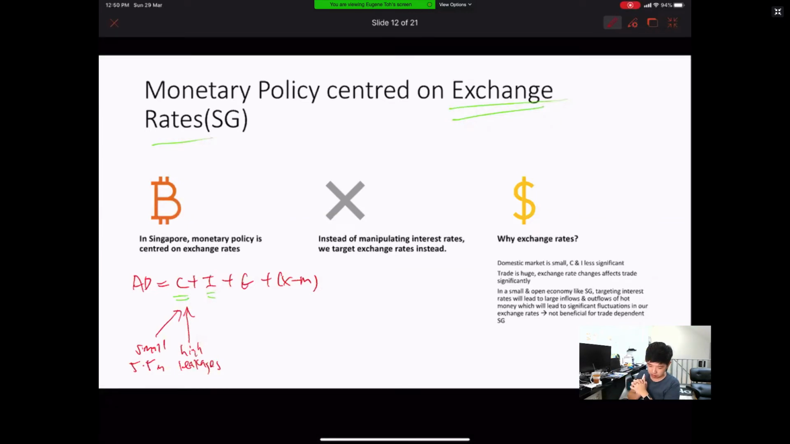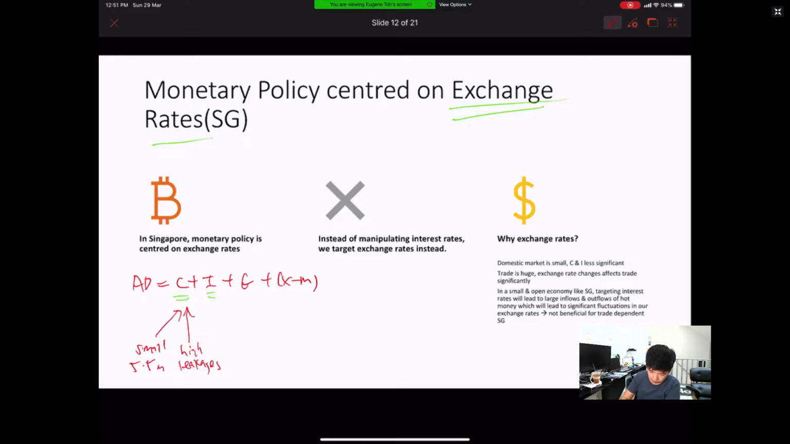But in Singapore, since we have very high leakages, consumption is not a very effective means that we can use to increase aggregate demand. Does that make sense? So using interest rate to target consumption is no use. Number one, it is small. Number two, leakages are high. So targeting consumption is not very helpful. That's the first thing to pay attention to.